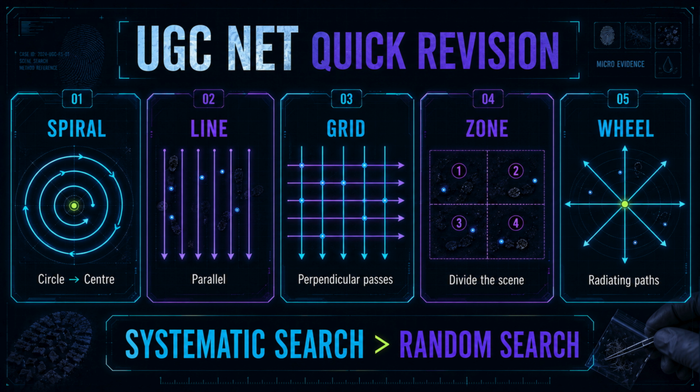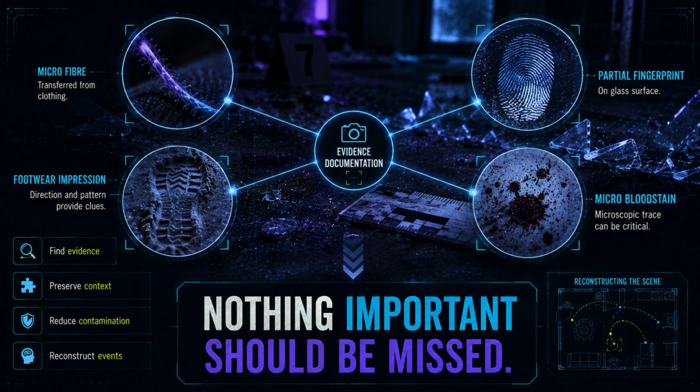A zone or quadrant search divides the scene into smaller sections and examines each section individually. A wheel or ray search involves movement along radiating lines from a central point. The choice of method is not arbitrary. Investigators consider the nature and size of the scene, terrain, accessibility, type of evidence expected, number of personnel, and environmental conditions. Now let's come to another important part of this topic, that is locating physical evidence.